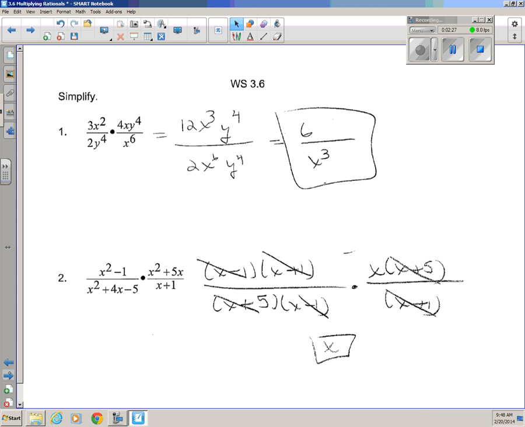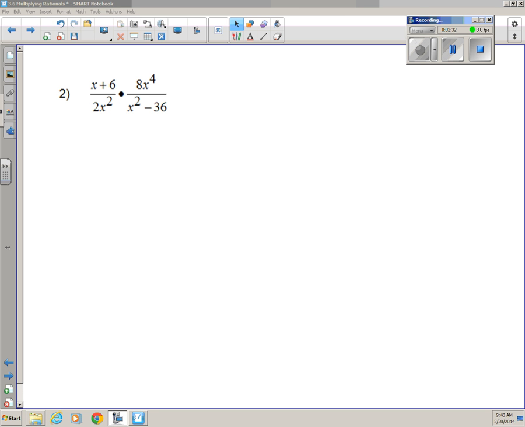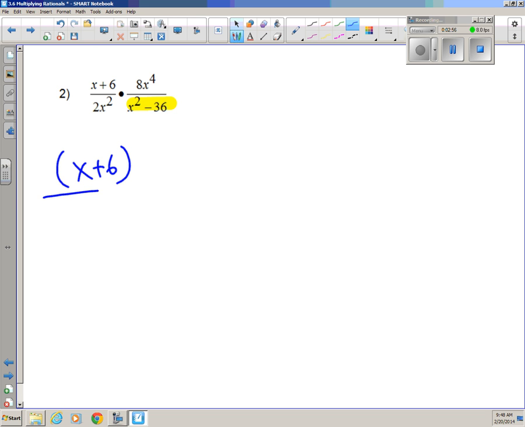So what happens now when you start getting, oopsie, let me pause this for 1 second. Okay, sorry, a little bit out of order on my slides. So if you look at number 2, what ends up happening is you've got really just one thing that is factorable: the denominator of the second fraction. Everything else is as is. So we've got this binomial right now in the first fraction numerator, and I can't do anything with that except bring it down and put it in parentheses. So I really have x plus 6 in parentheses over 2x squared times this monomial 8x to the fourth.